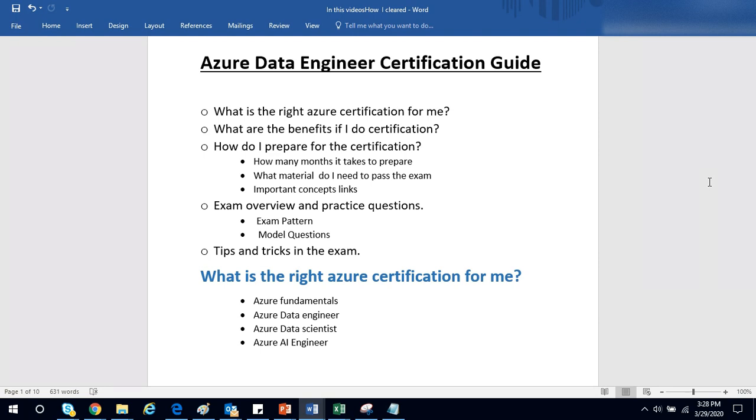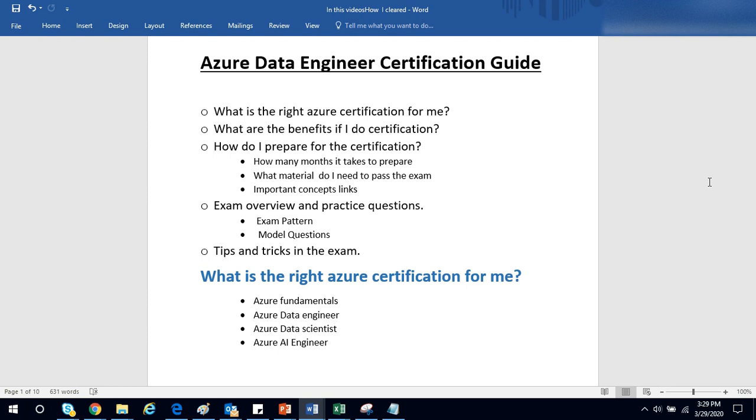First, what is the right Azure certification for me? There are various categories. Azure Fundamentals is the first one. If you are a fresher, if you have no knowledge about the cloud, or if you are a delivery manager or a pre-sales manager, then Azure Fundamentals is the right one. Second one is Azure Data Engineer. If you are already working with data, like ETL tools or SQL, or if you already have some experience with Java and Python development, then Azure Data Engineer is the right one.